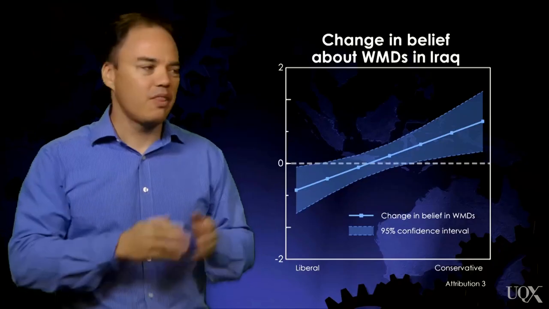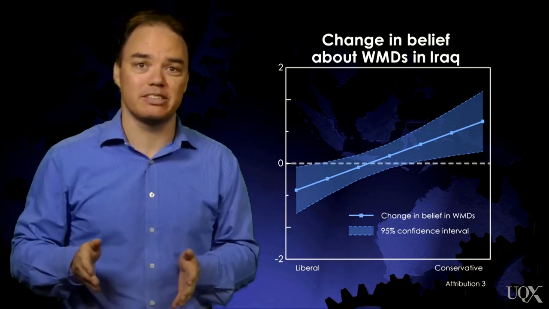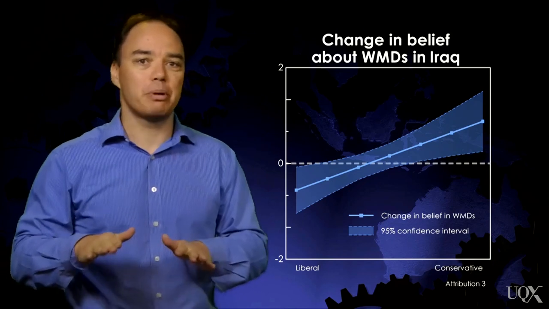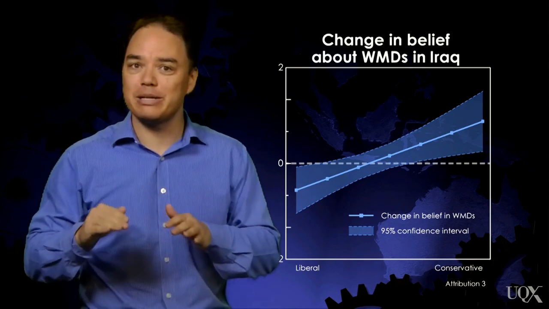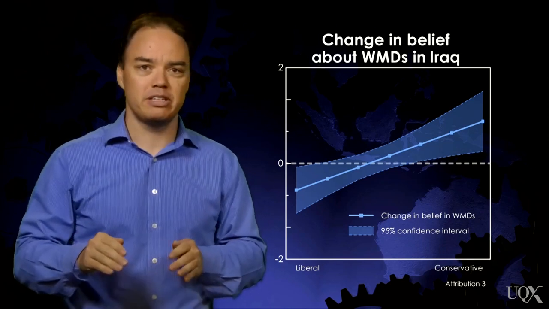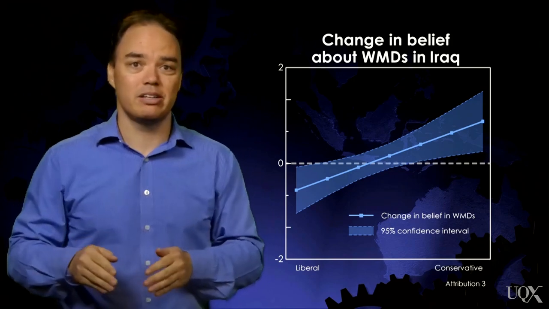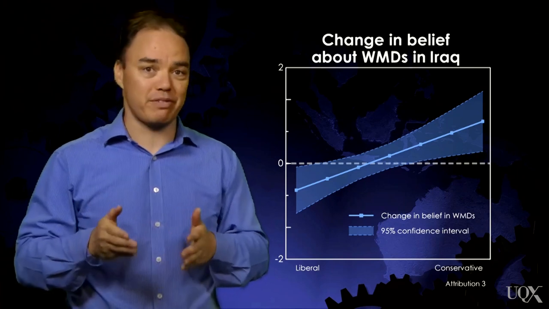In another experiment, researchers presented evidence that there were no weapons of mass destruction in Iraq. Now, what effect did this have on participants' belief that there were weapons of mass destruction in Iraq? This graph shows the change in belief after receiving the evidence that no such weapons existed. A negative change in belief below the dotted line means a decrease in belief in weapons of mass destruction. The researchers found that American conservatives became more likely to believe that there were weapons of mass destruction in Iraq. Another example of the worldview backfire effect.